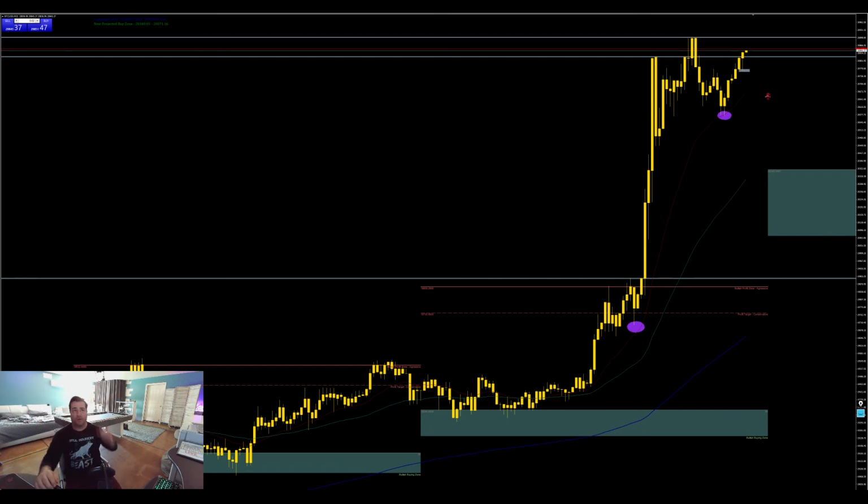So we got support right in there. We're into the resistance zone right now, so we'll see if these two right here are setups for a bigger move higher. We'll come back to that.